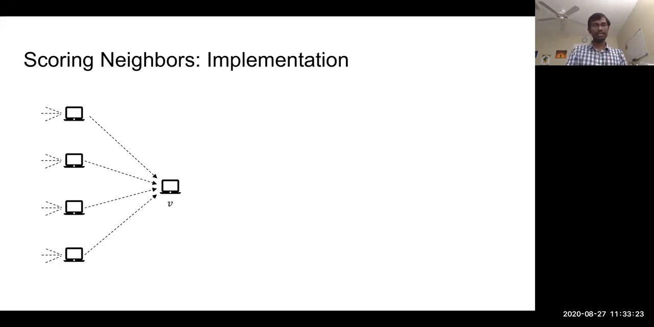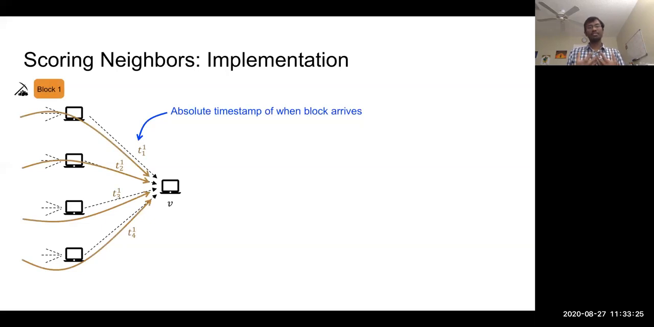So this is V again, and it has 4 neighbors. And for each block that has been mined and that's been sent to V, V is going to only know the absolute timestamp of when it received the block from each of its neighbors. Now in practice, it's possible that some neighbors don't really forward the block to V, or they only forward an advertisement of the block and so on. But for simplicity, let's assume that every block is forwarded to V from all of its neighbors.